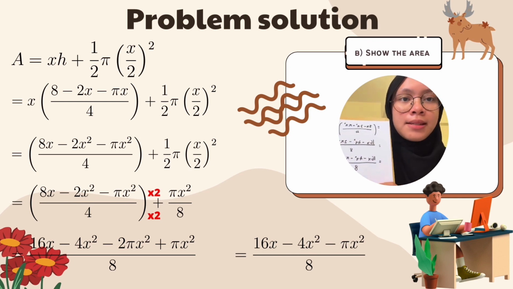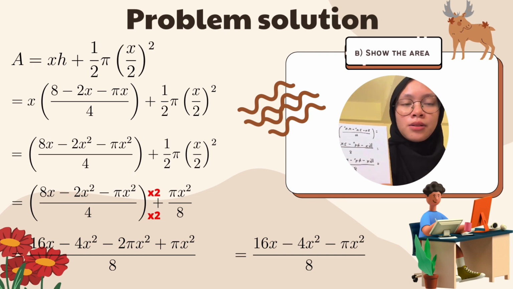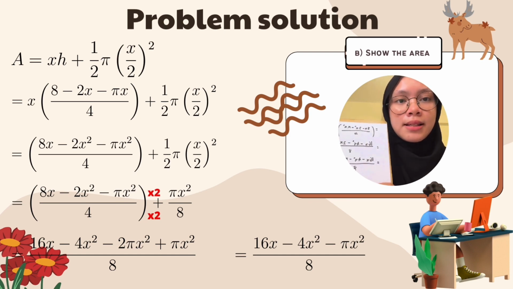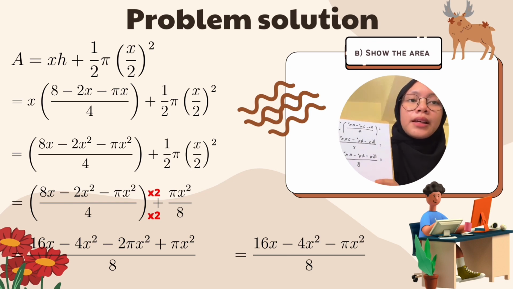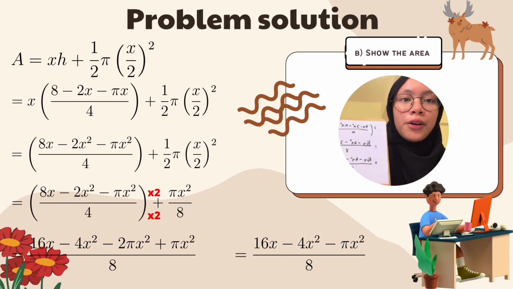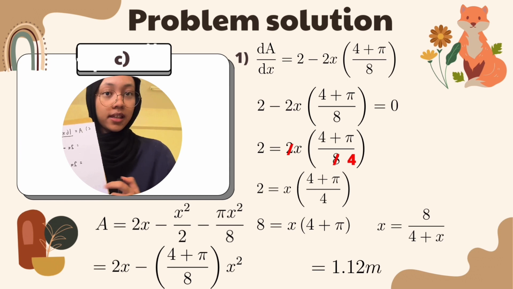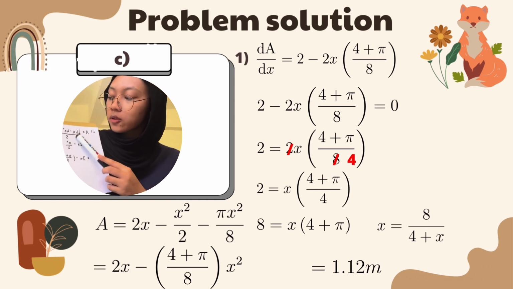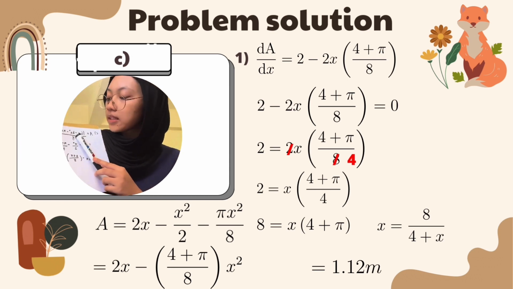So it will be 16x minus 4x squared minus 2 pi x squared plus pi x squared over 8. And we still can simplify the answer, so the last answer will be 16x minus 4x squared minus pi x squared over 8. So it is proof that the area of the window is 16x minus 4x squared minus pi x squared over 8.